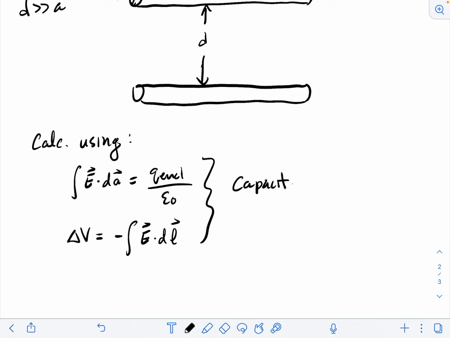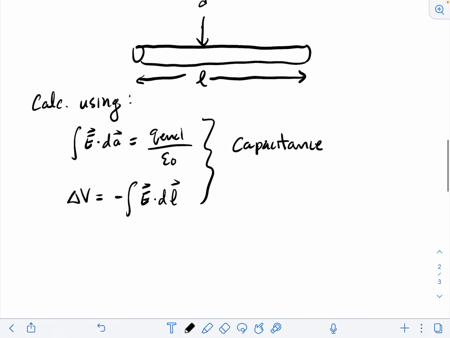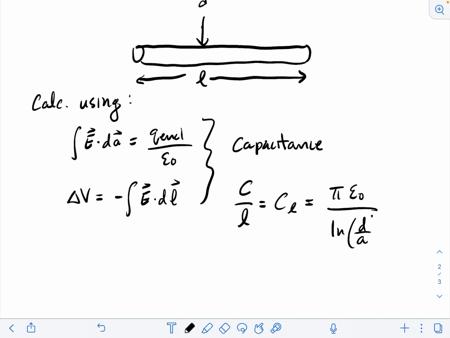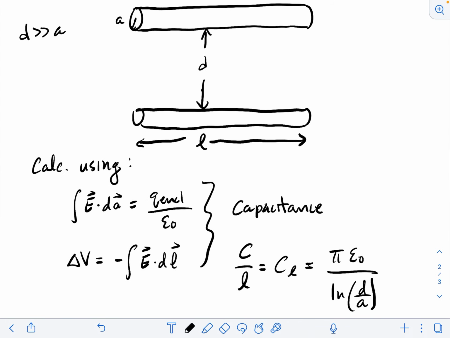For these parallel conductors, let's say of length L, I'm going to leave it to you as an exercise to do that calculation. What you should find is that the capacitance per unit length, which I'll denote as C sub L, comes out to be pi times epsilon naught divided by the ln of d over A. So this capacitance per unit length is determined by some constants, pi and epsilon naught, and the geometry of the wires. If you change either A or d, you can adjust the capacitance per unit length.